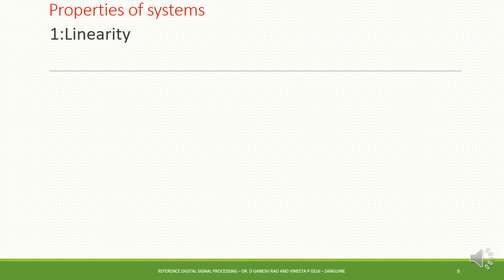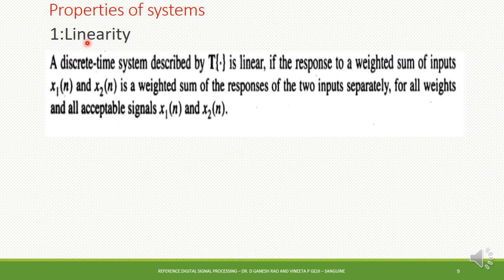In that, the first one is called linearity. Let us see the definition of linearity. The discrete time system described by T, the overall operator, T is linear. Think that this is one signal, and which type of signal is it? A discrete time signal.